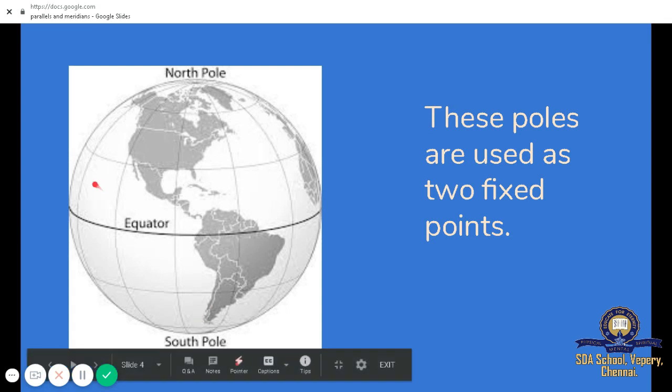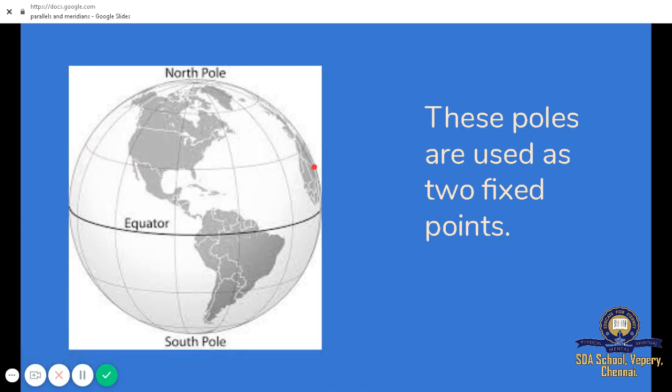A set of circles is drawn on the surface of the earth. We are able to see that, right? These circles run from west to east, based on the direction in which the earth rotates. Earth rotates from west to east, so these circles also run from west to east. This set of circles is called parallels.